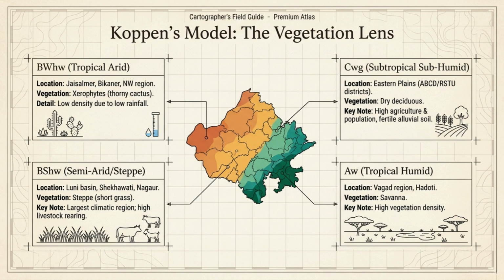CWG covers the subtropical subhumid eastern plains, characterized by dry deciduous vegetation, highly fertile soil, and dense populations. Finally, AO is the tropical humid savanna found in the southern Vagar and Hadoti regions.